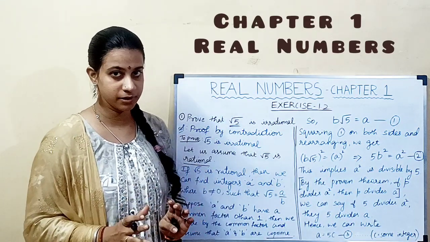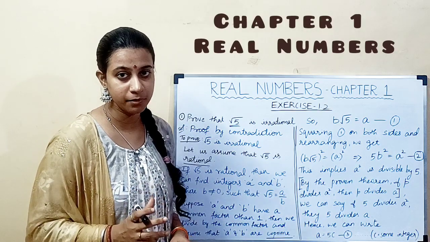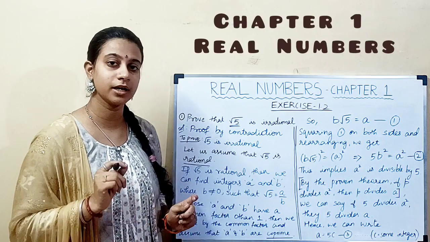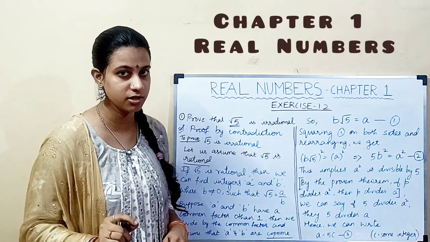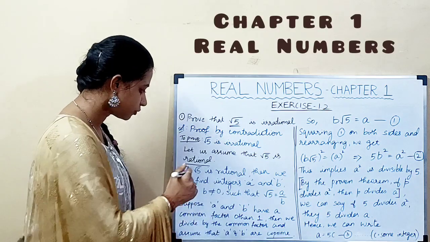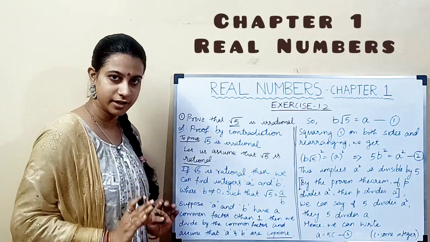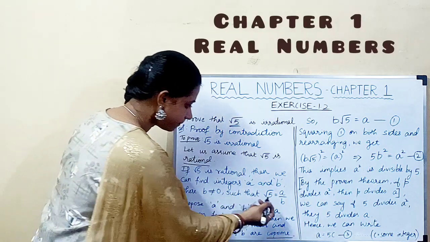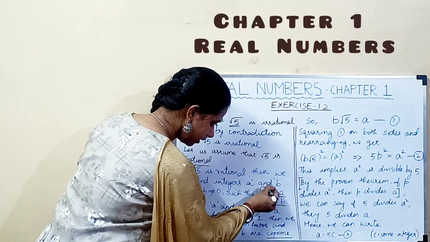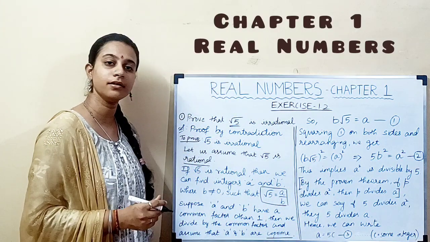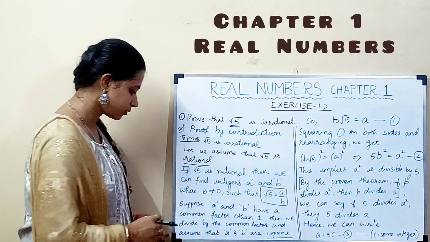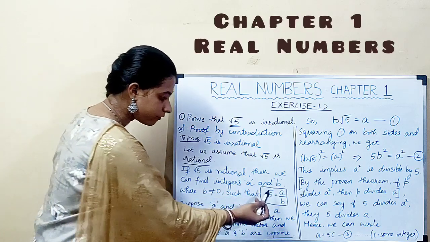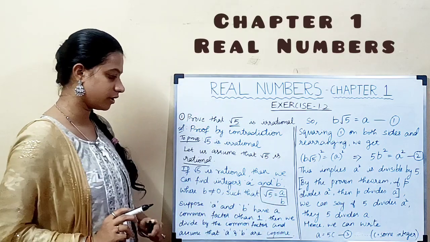Also we know what rational numbers are. Rational numbers are numbers which can be represented in the form of a by b, where b is not equal to 0. That is, a number which can be represented as a ratio of integers is called a rational number. So if we consider root 5 as rational, then we can say that root 5 can be expressed in the form of a by b, where a and b are integers and b is not equal to 0. That is what we are saying here. If root 5 is rational, then we can find integers a and b such that root 5 is equal to a by b, where b is not equal to 0.